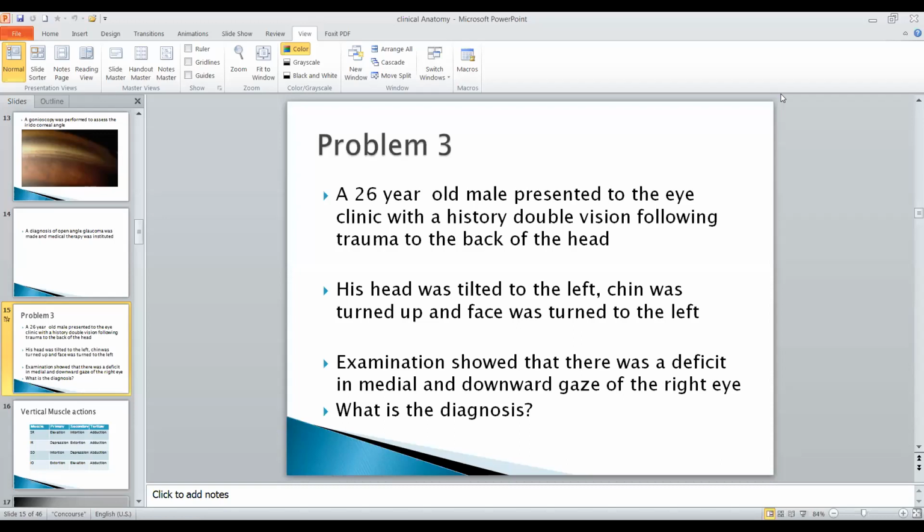Okay. So we think that there is some problem with one of the eye muscles. So one eye muscle is not working. Therefore, one eye is pointing in one direction and the other eye is pointing in another direction. Okay? So that is why he is having a double vision.